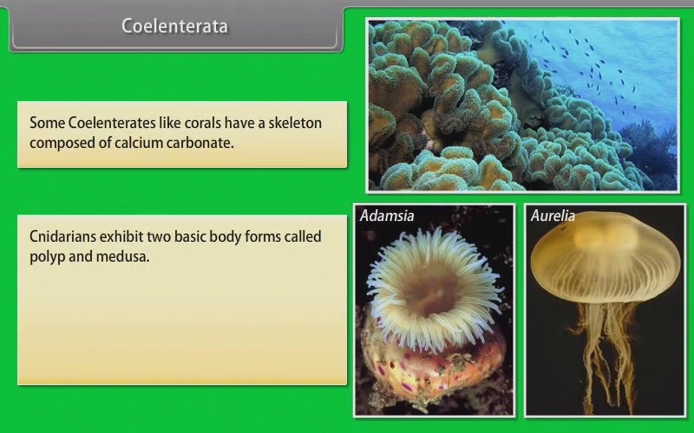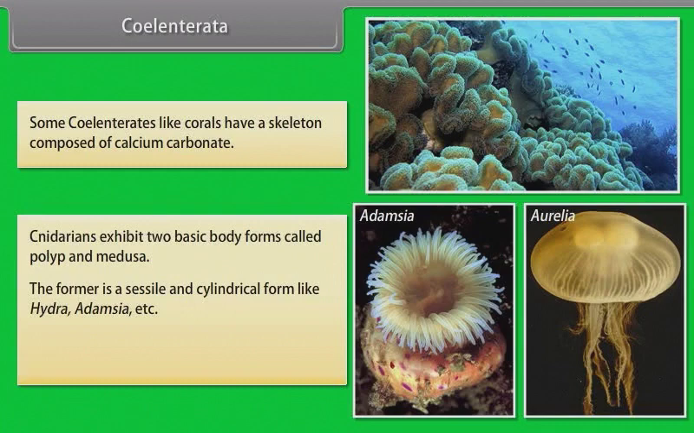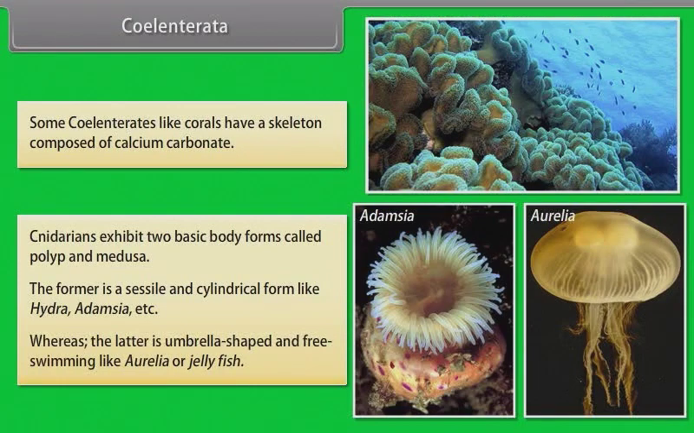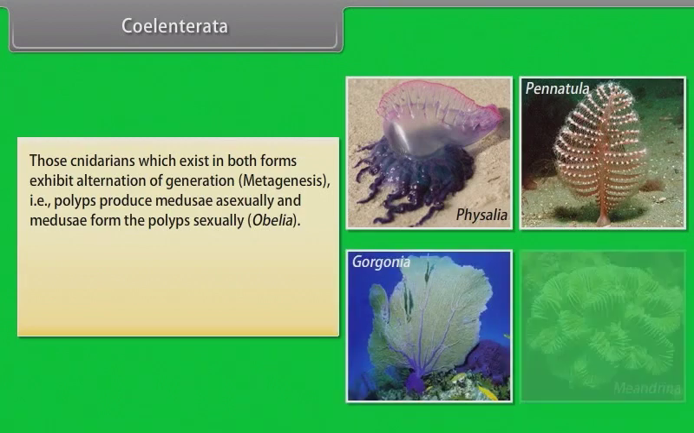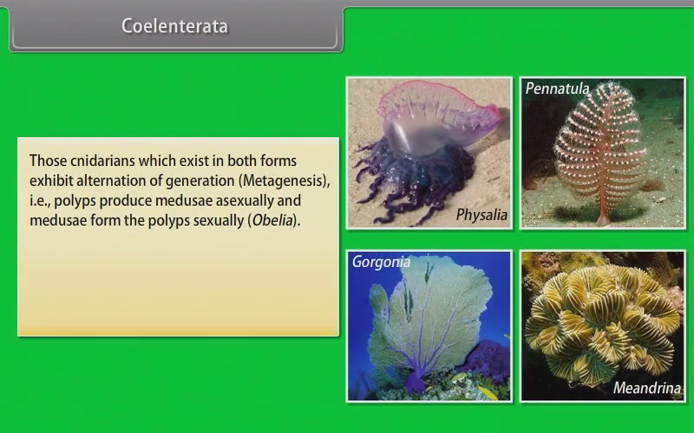Cnidarians exhibit 2 basic body forms called polyp and medusa. The former is a sessile and cylindrical form like hydra, Adamsia, etc., whereas the latter is umbrella-shaped and free-swimming like Aurelia or jellyfish. Those cnidarians which exist in both forms exhibit alternation of generation, for example, metagenesis, that is, polyps produce medusae asexually and medusae form the polyps sexually, for example, Obelia.